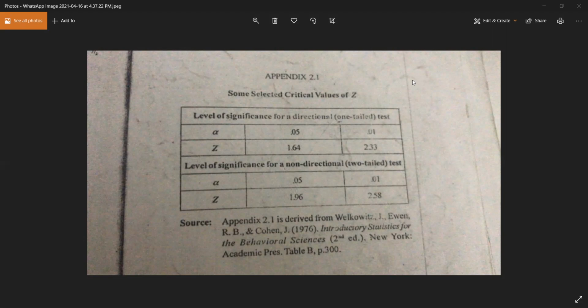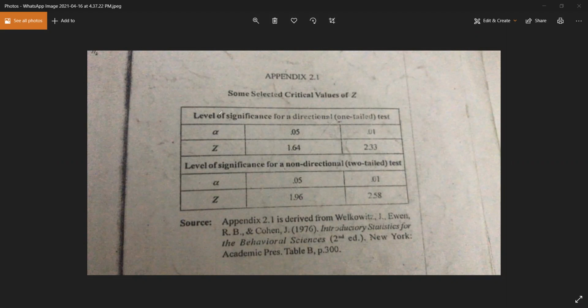All right, so this is a typical Z-critical table that we are supposed to read our information from. In most situations, this will be provided during examination in case you'll be solving a z-test. How do you know that this is the table for z-test? You can see on top they've indicated some selected critical values of z. So you're supposed to use this table to generate your critical value.